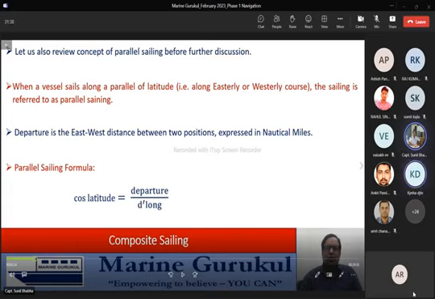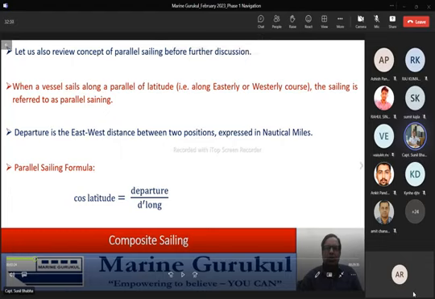So is this cos latitude or cos mean latitude? Beta, if you are doing parallel sailing, latitude and mean latitude both will be same. When we are doing plain sailing, then it is mean latitude. Okay, so understood. Okay. Sir, departure means the distance between initial and final position, right? That is right, beta. When you are doing parallel sailing, departure is the actual distance covered.